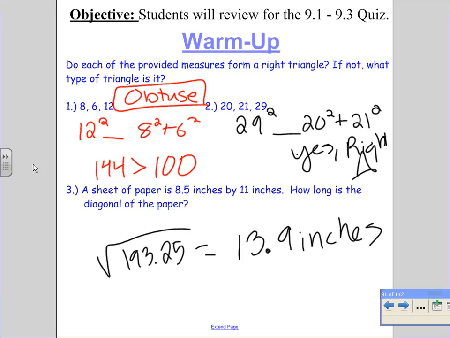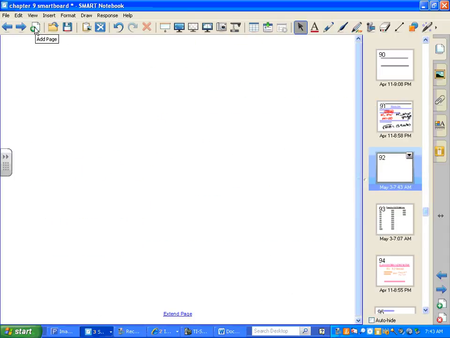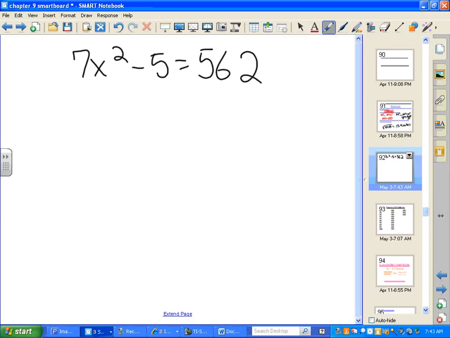Okay, before we go over homework, I want you to add this problem on the paper that you're working on because I know some of you had trouble with these. Okay, so this is back from 9-1, just a quick little short review. So go ahead and write that down. And the directions would say solve for x. How do we solve for x on this? What do we do first, Abigail?